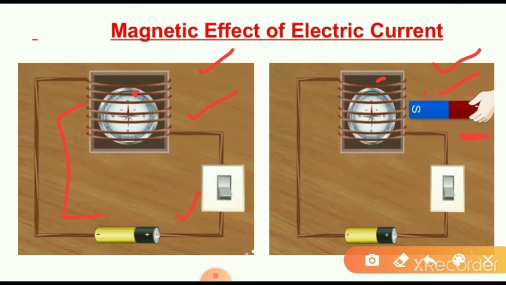Remove the bar magnet and watch the compass needle carefully. Switch on the circuit. We can observe the compass needle is deflected. Now switch off the circuit. We can see the needle coming back to rest.